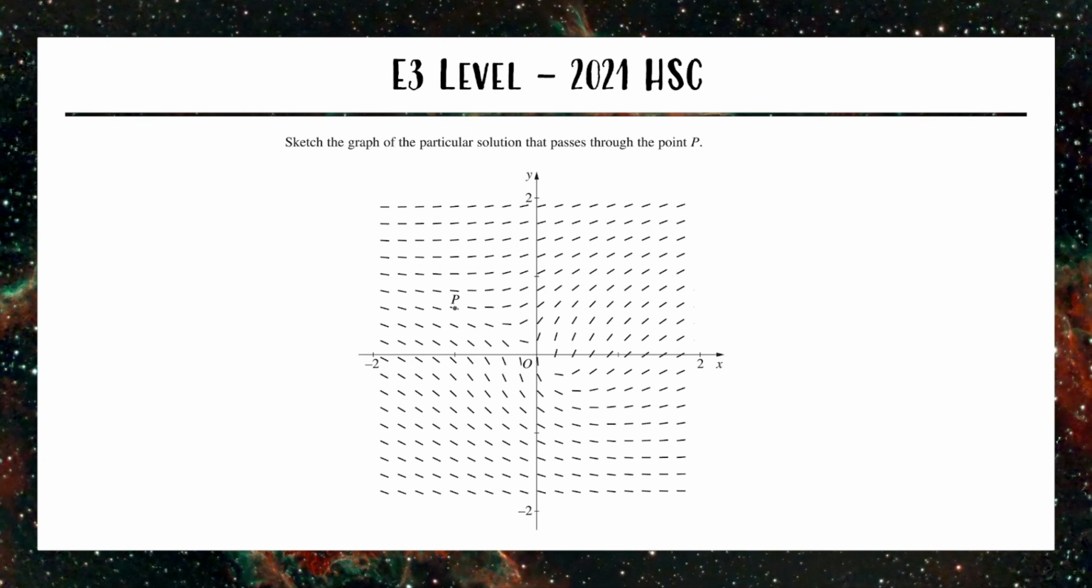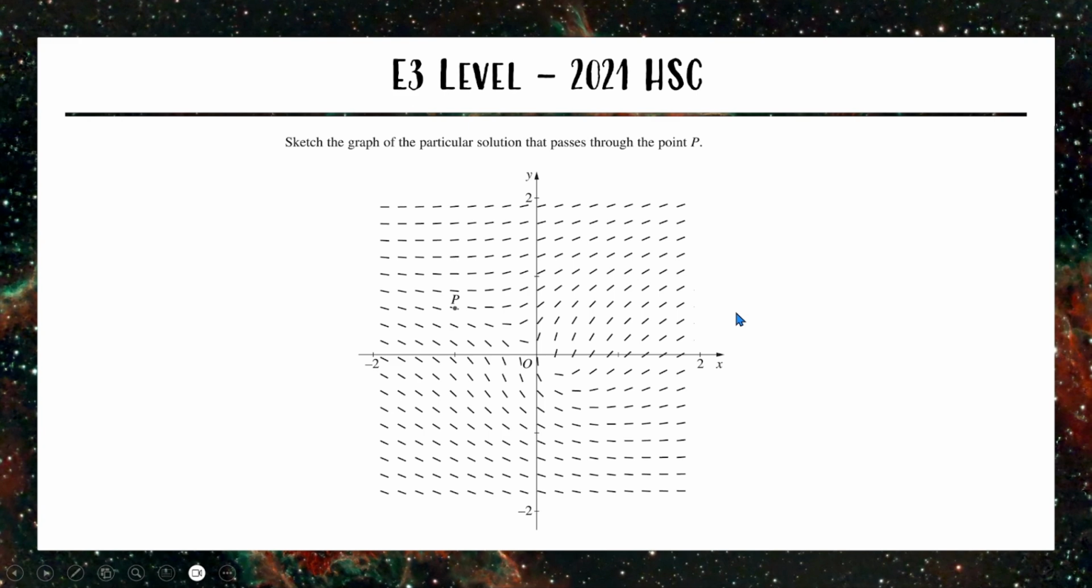Okay, E3 level from 2021 HSC. This was only worth 1 mark. They gave you a direction field in your writing booklet, and they said, for 1 mark, can you please sketch the particular solution that passes through P? Which seems not too stressful because you're just going to go with the flow in the diagram and draw a curve.